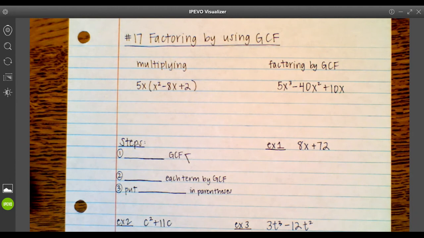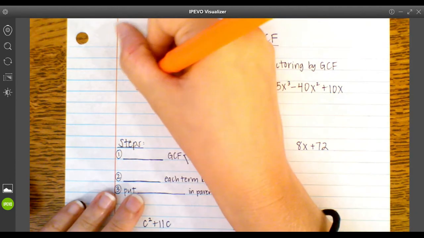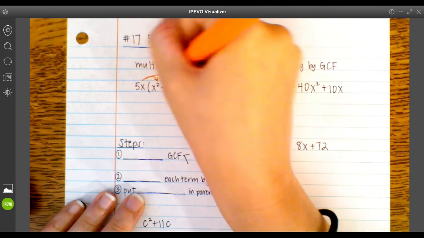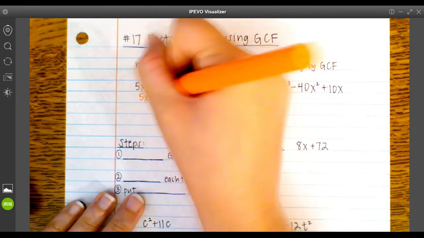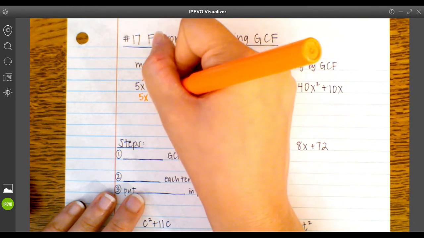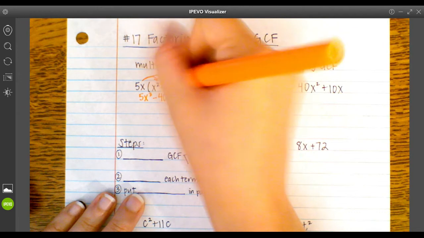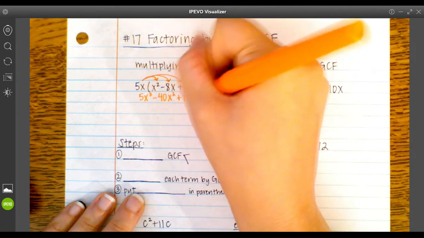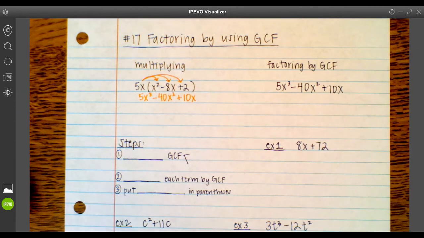Well, back when we were multiplying polynomials, we would literally take the number from the outside along with the variable and distribute it in, or multiply. So we would end up here with 5x cubed minus 5 times 8 is 40 x squared, since I see two x's there. And 5 times 2 is 10. And don't forget about your x tagging along for the ride.